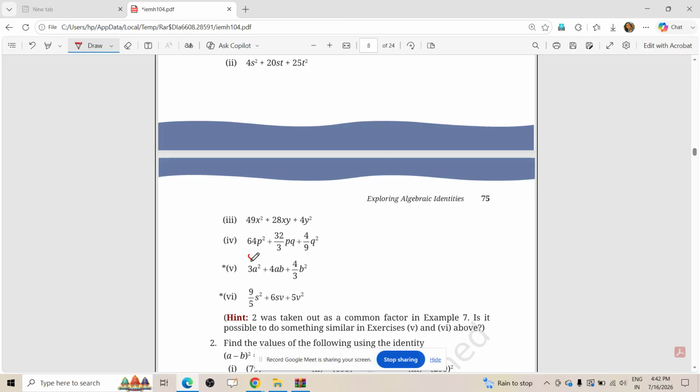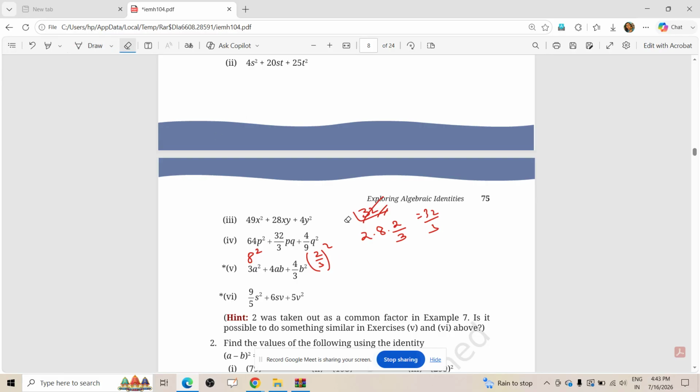64 is 8 square, right? And 4 by 9 is 2 by 3 whole square, right? And 32 by 3, let's factorize 32, what we are getting. Let's try this: 2 into 8 into 2 by 3. So we have got 2 8s are 16, 2 16s are 32, it is 32 by 3. So where does the problem occur? Why are you not able to solve this? Wait, I am telling you. It's not working.